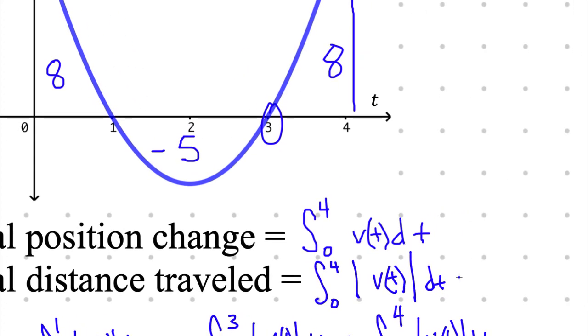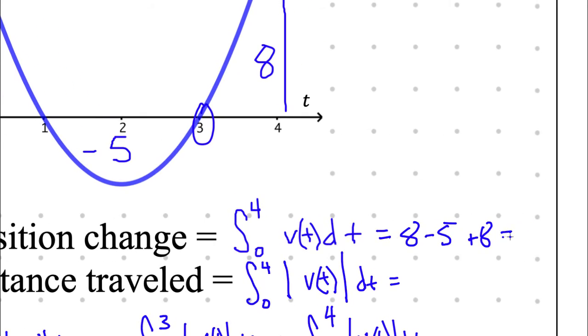So the answer here, let's actually find them. If I do total position change, 8 minus 5 is 3, 3 plus 8 is 11. So I'll write 8 minus 5 plus 8 is equal to 11. If I do the total distance traveled, it's going to be 8 plus the absolute value of negative 5 plus 8, and as Gio said, that's 21. Oh wait, 23, right? That's 16 plus 5, yeah, it's 21.